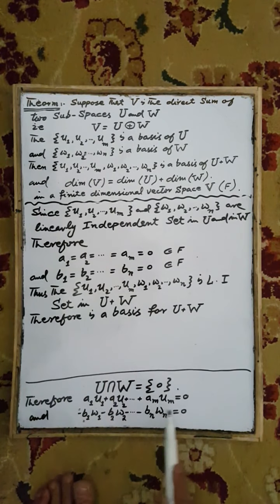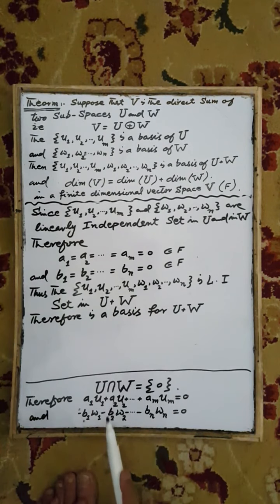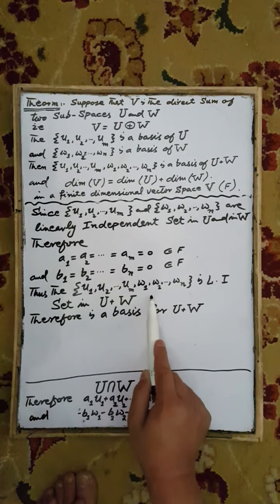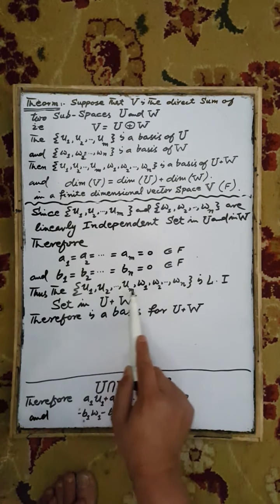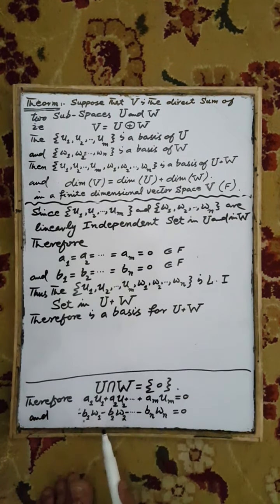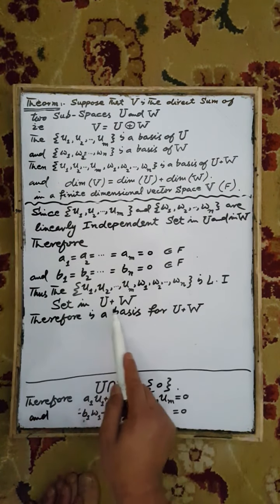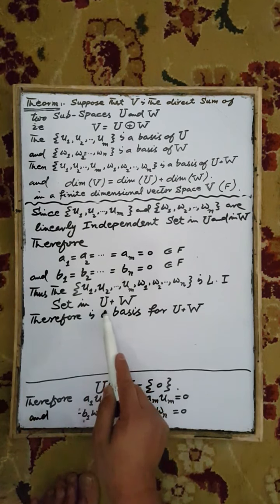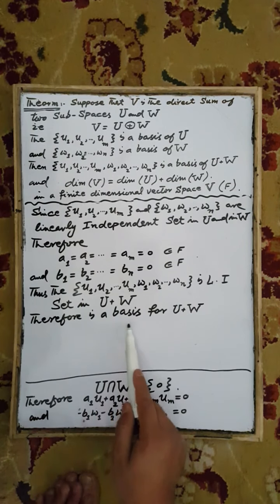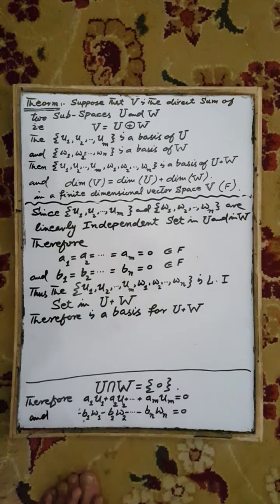The condition that this linear combination is equal to 0 is satisfied only when each scalar is equal to 0. Hence, u1, u2, up to um, and w1, w2, up to wn are the elements of this set, and we can conclude that this set is linearly independent. This is a linearly independent set in the sum of the subspaces u and w, and is therefore called a basis for the subspace u plus w.